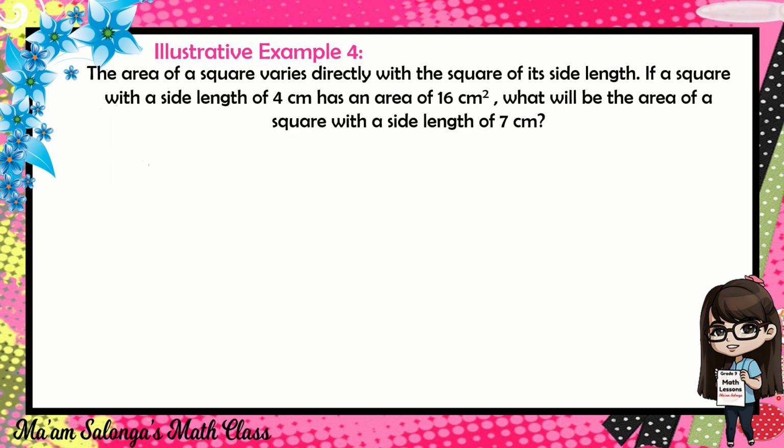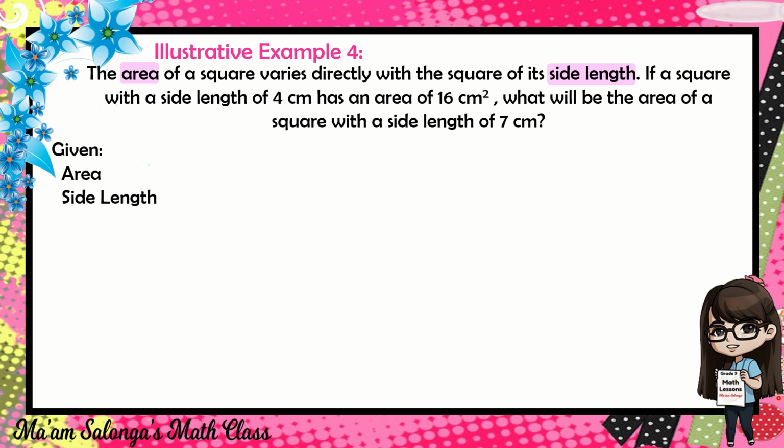Let's have illustrative example number 4. The area of a square varies directly with the square of its side. If a square with a side length of 4 cm has an area of 16 square centimeters, what will be the area of a square with a side length of 7 centimeters? So let's identify the two quantities. So that is the area of a square and the side length of a square.